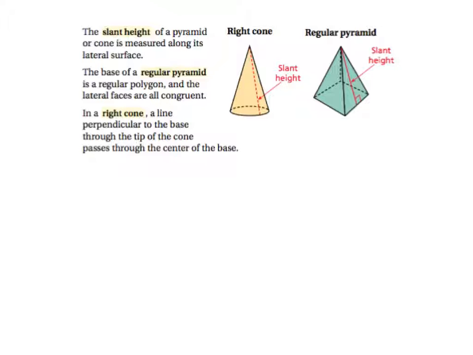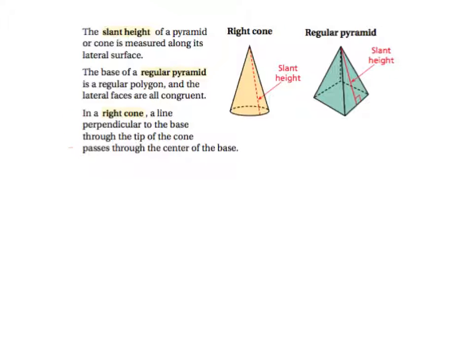The base of a regular pyramid, number 2, is a regular polygon and the lateral faces are all congruent. If it's a regular pyramid, that means that the base is a regular polygon, so basically it's like a circle, and the lateral faces are congruent. That means that the faces are all the same for a regular pyramid.